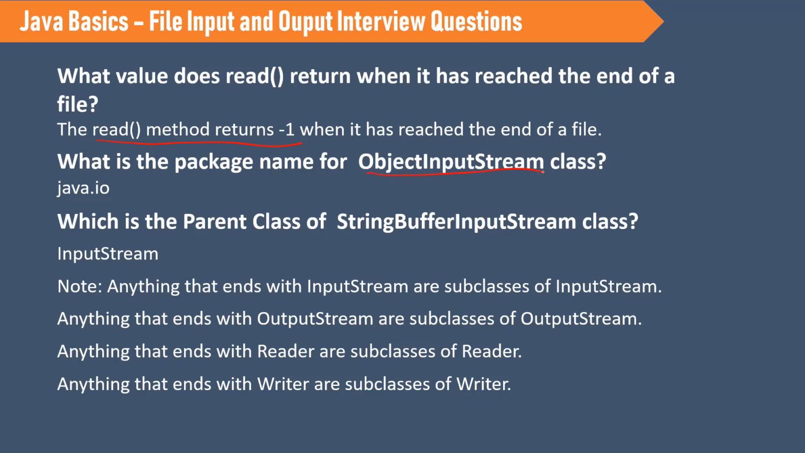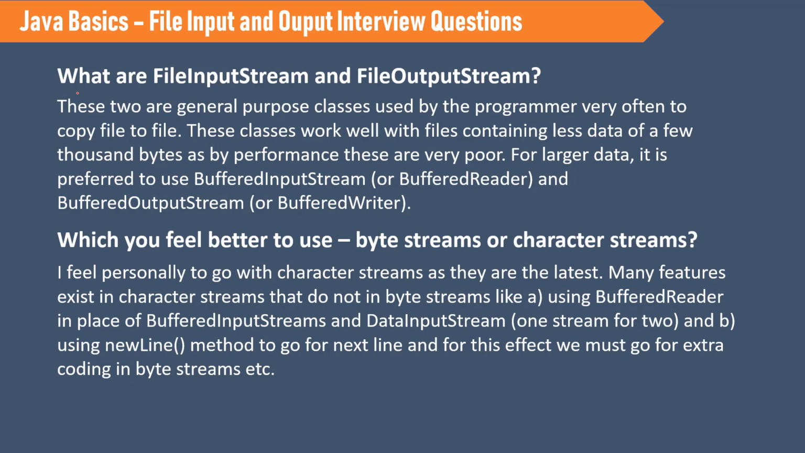What is the package name for ObjectInputStream? The package name for any input output streams is java.io. Which is the parent class of StringBufferInputStream class? You just need to understand one thing here. If something ends with InputStream, that means the parent class is InputStream and this is a byte oriented stream. Similarly, if it ends with OutputStream, then that is an OutputStream class and that is byte oriented. Similarly, if it ends with Reader, then it is a Reader class which belongs to character oriented streams, and similarly when it ends with Writer, that belongs to the Writer class, which is again a character oriented stream. So the answer is InputStream. The note is: anything that ends with InputStream is a subclass of InputStream, anything that ends with OutputStream is a subclass of OutputStream, anything that ends with Reader is a subclass of Reader, and anything that ends with Writer is a subclass of Writer.